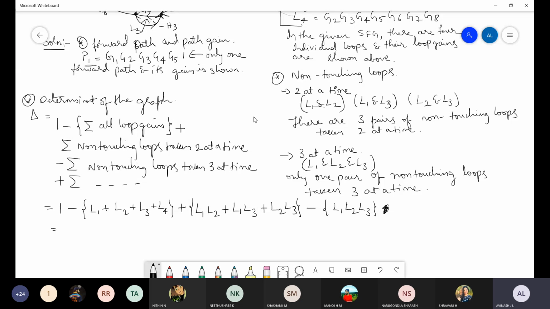So now we need to replace the values. Replace the values means, what is the value of L1? Next class we'll discuss all these things. So by next class, just write the values of L1, L2 and all, and complete the determinant formula, okay?